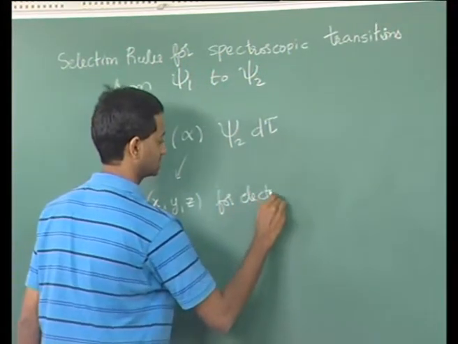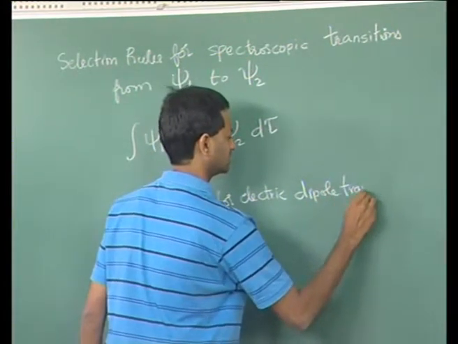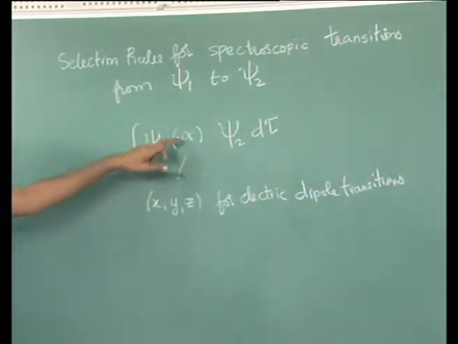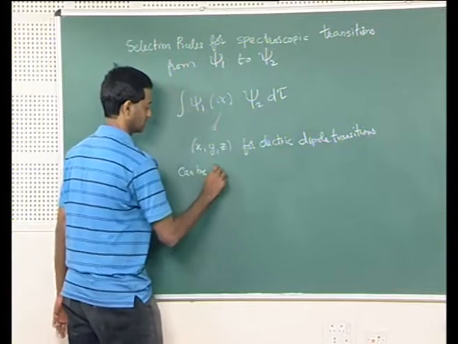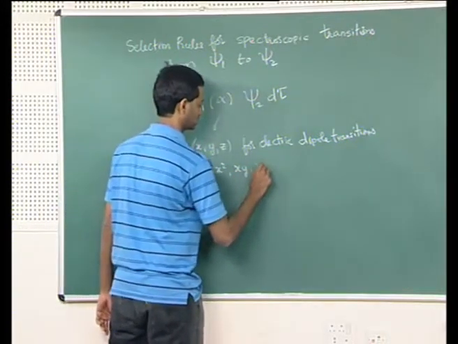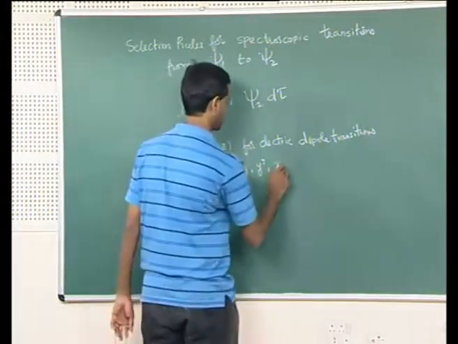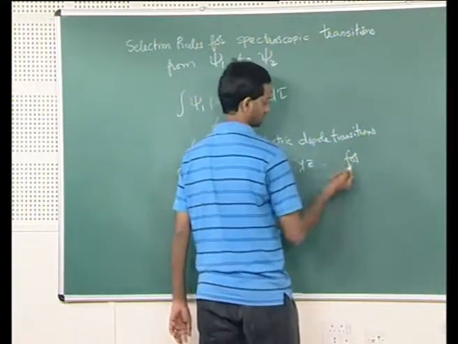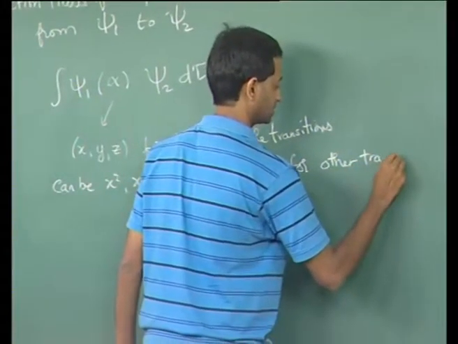for electric dipole transition. So for electric dipole transitions, alpha is either x, y, or z. For other transitions, it can be x square, x y, y square, etc. So x z, y z for other transitions.